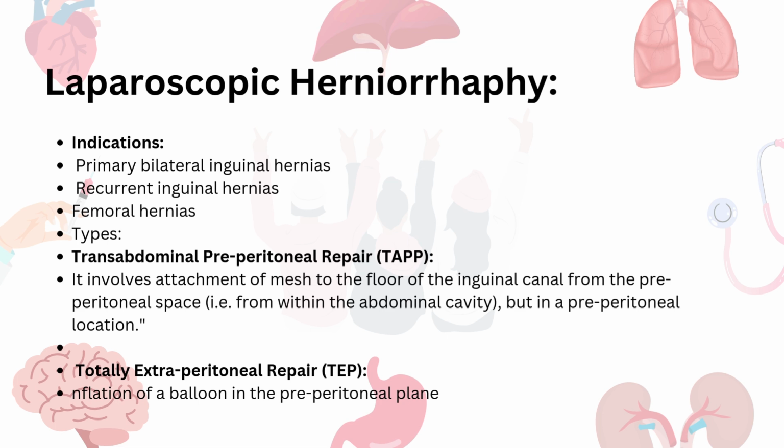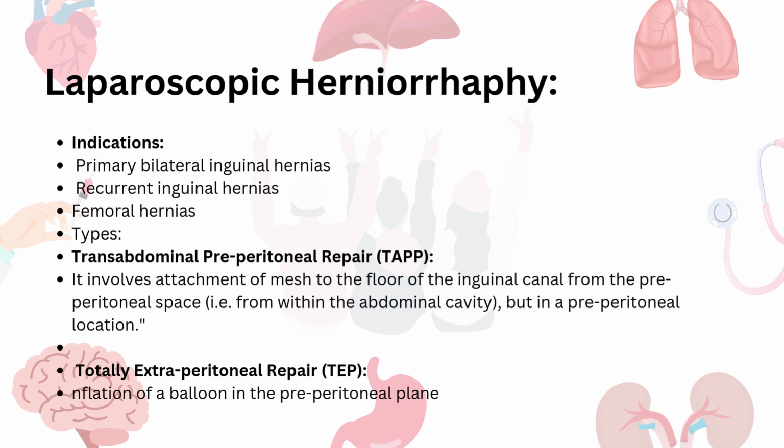The indications could be primary bilateral inguinal hernias, like the inguinal hernia is not on one side but it's on both sides. Then it could be recurrent inguinal hernias. We have already done repair many times for the inguinal hernia, but now it has become recurrent. And then there could be the femoral hernias. Femoral hernia, we mostly don't do the open herniorrhaphy for the femoral hernias because there are many different important structures present there. So we try not to touch that place.